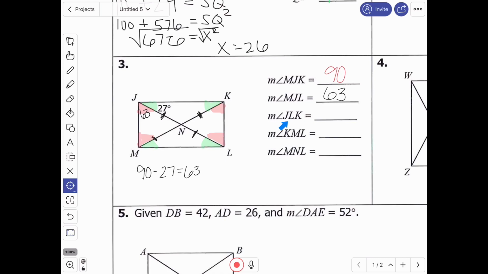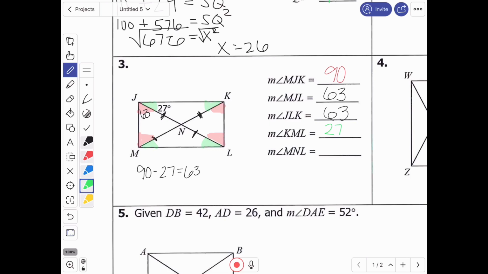Measure of angle JLK. Okay, JLK, that's another red angle. So that's also 63 degrees. Now I'm going to find angle KML. KML, that's a green angle. Okay, see how the color coding helped a lot? So that means this green angle up top is 27. So KML is also 27 degrees.